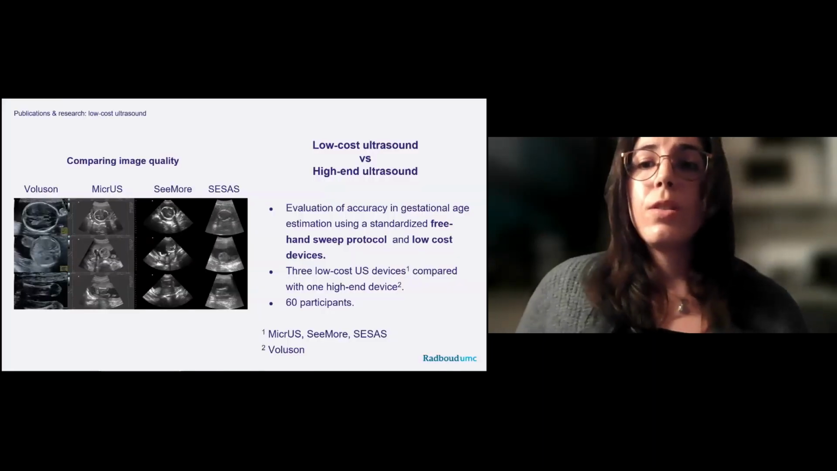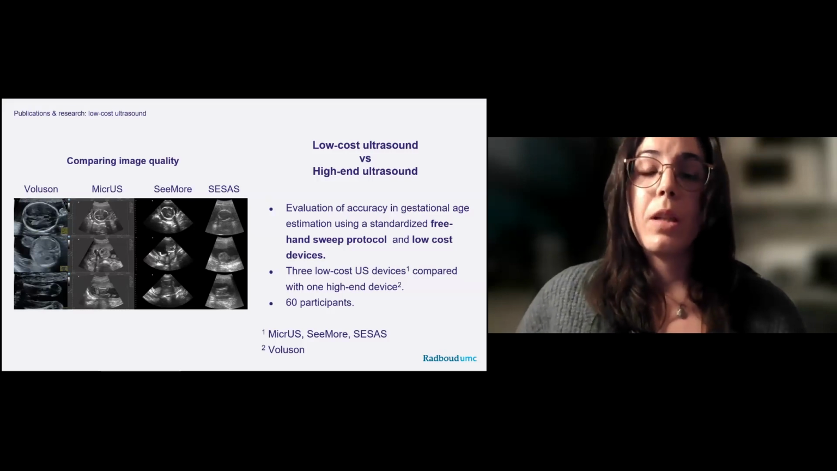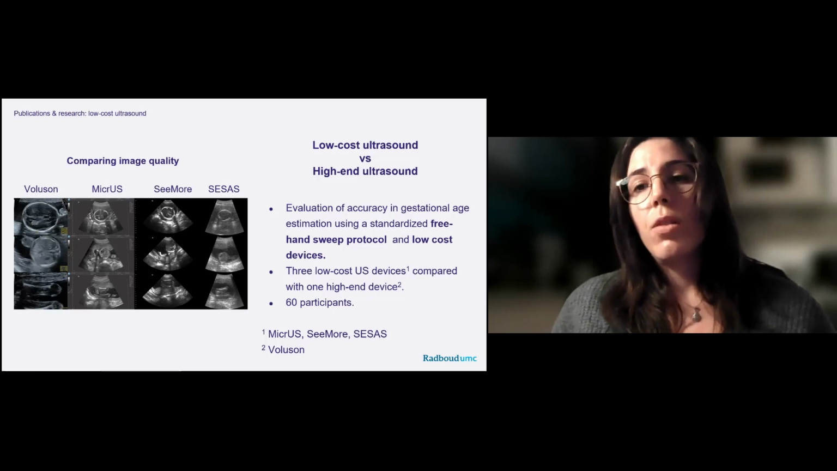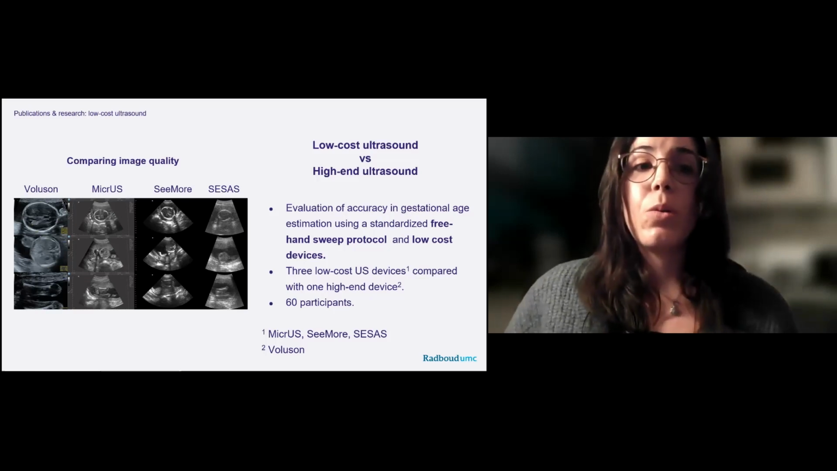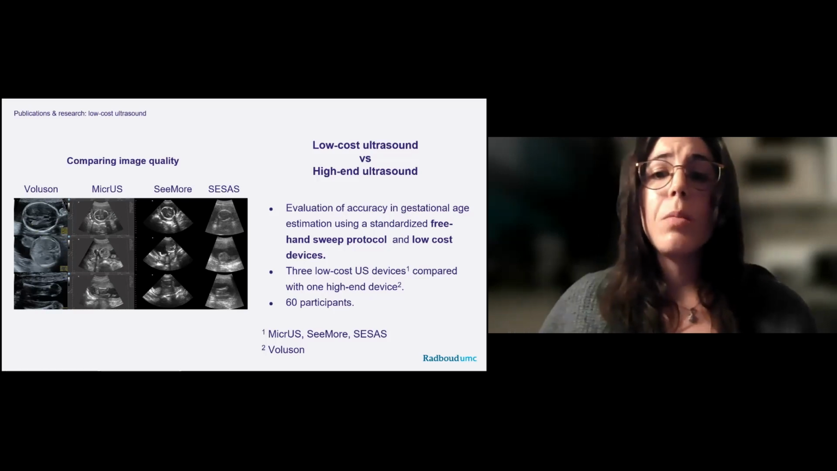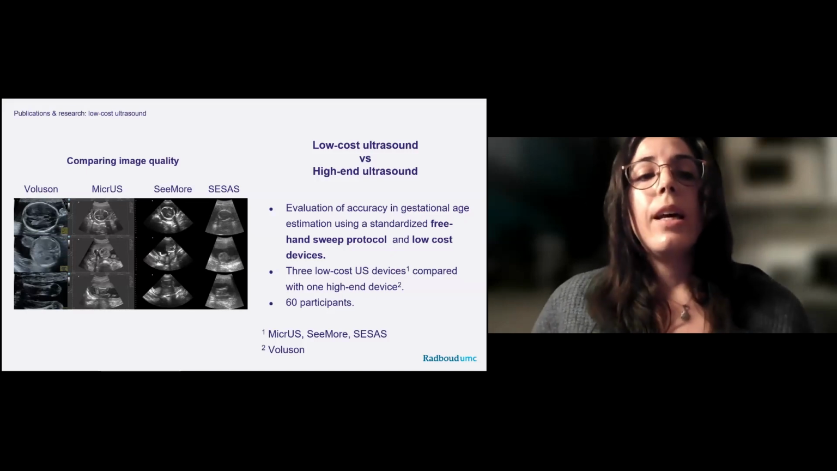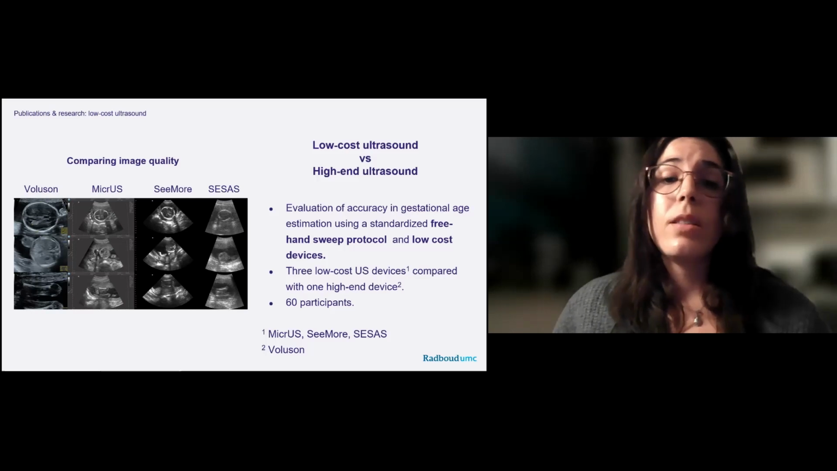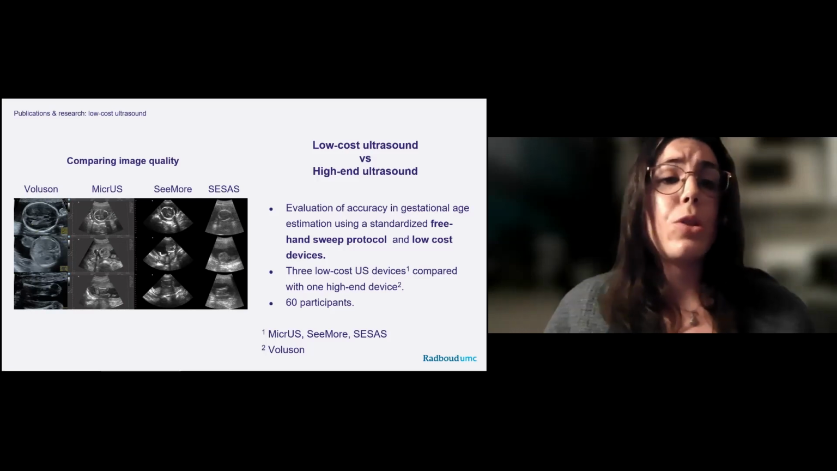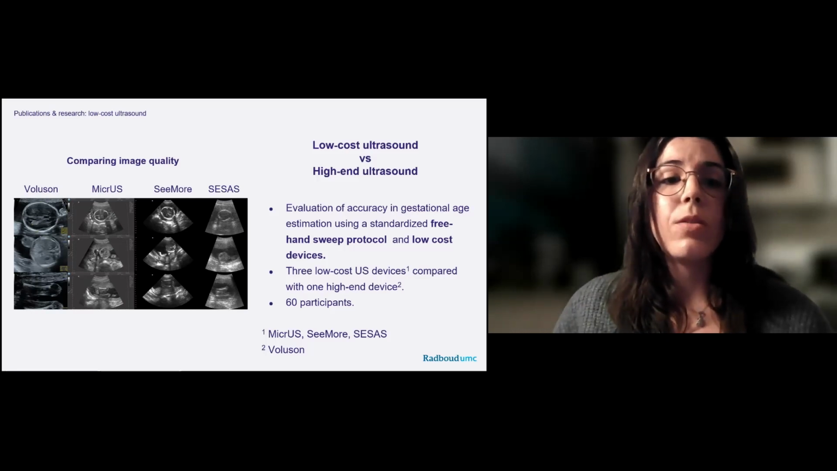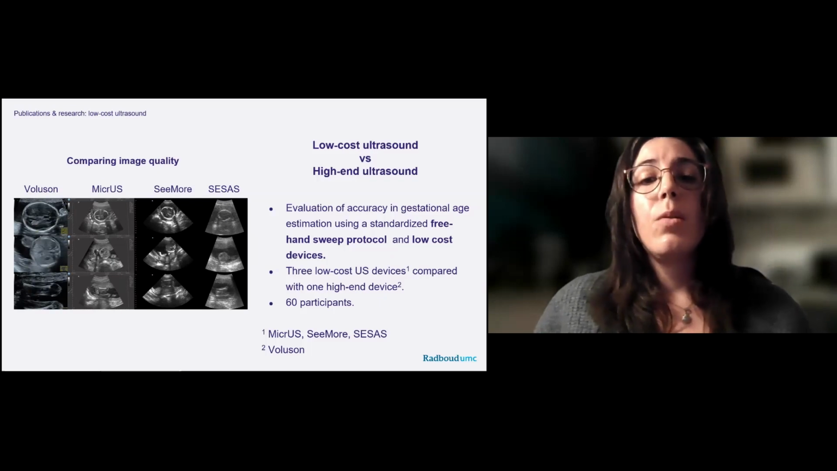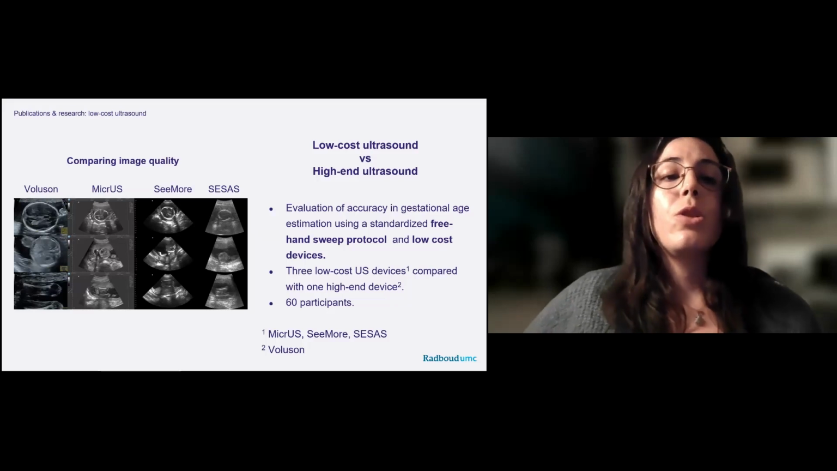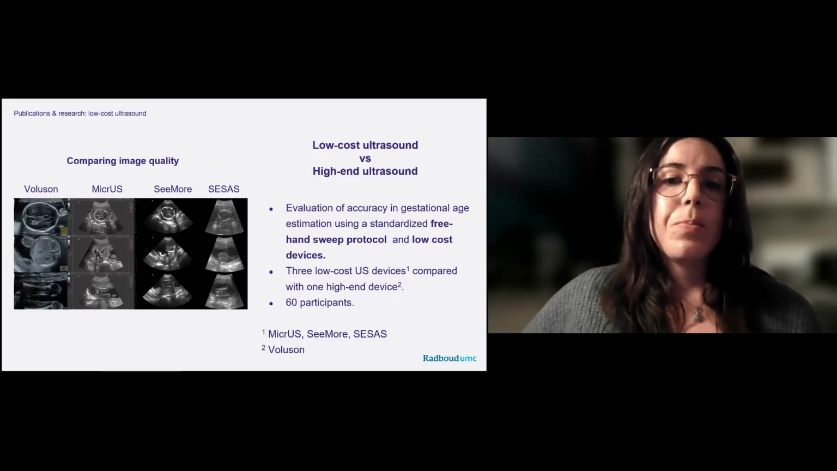So the first initial step for developing the BabyChecker was to test whether low-cost ultrasound devices and the obstetrics protocol were sufficient for estimated gestational age. And for this, 60 participants were scanned using 4 devices, 3 low-cost ultrasound devices, which you can see in the 3 columns to the right of this image, and 1 high-end device that was used as reference, the Volson, which you can see in the left.